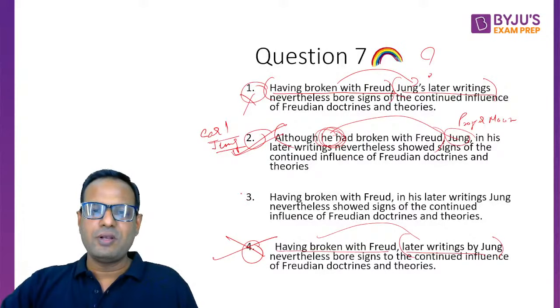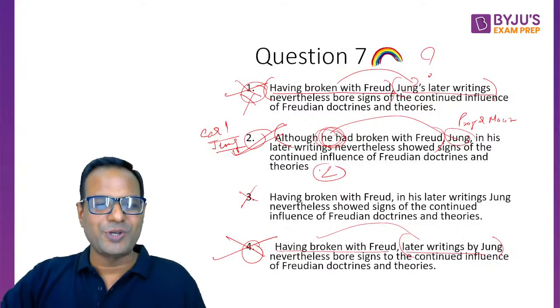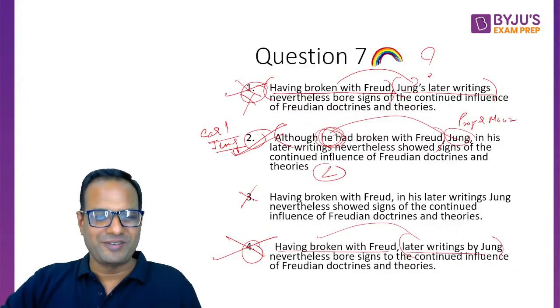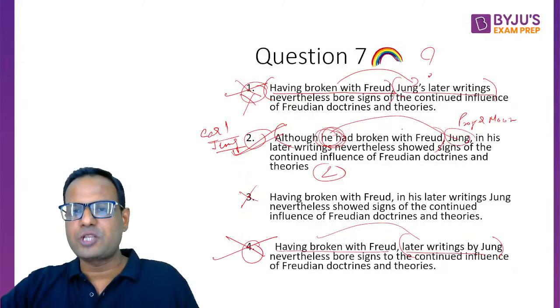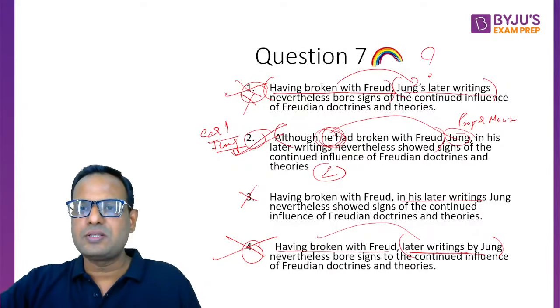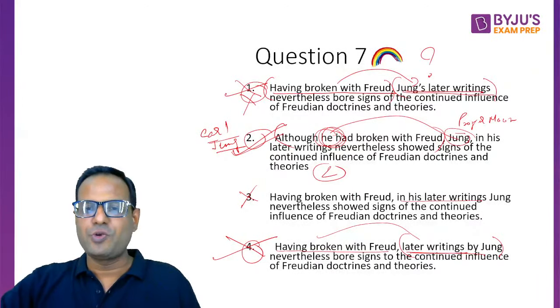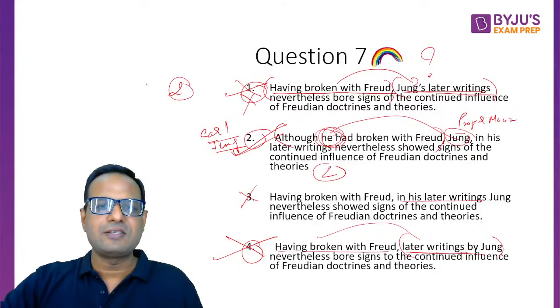Okay. Third one can be eliminated on the same ground on which we have eliminated option 1. Okay, so the second should have been the option. Have you understood why second should have been the option? Yes, although he had broken with Freud, who breaks with Freud? Mr. Jung. In the other sentences, we have something else. Erroneous construction. Okay, so we don't have the right referent in either 1, 3 or 4. The correct option should have been the second one.